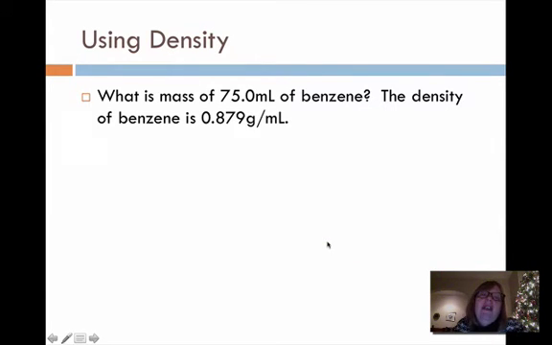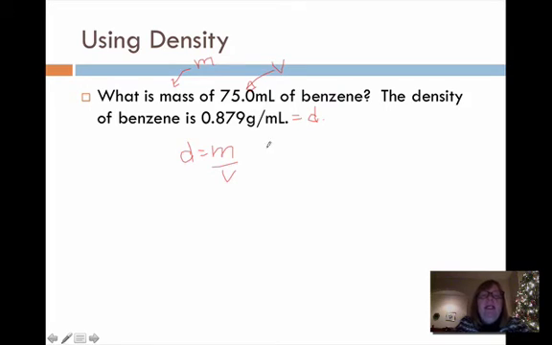All right, we can also use density as a tool to get a volume or to get a mass. So here we go. Let's try this problem. I'm going to start with my density formula. Density is mass over volume. And then I'm going to plug my numbers in the proper places. What is the mass of 75 milliliters? 75 milliliters, that is a volume. The density is 0.879, so that's our density. And they would like to know the mass, and that's an M.